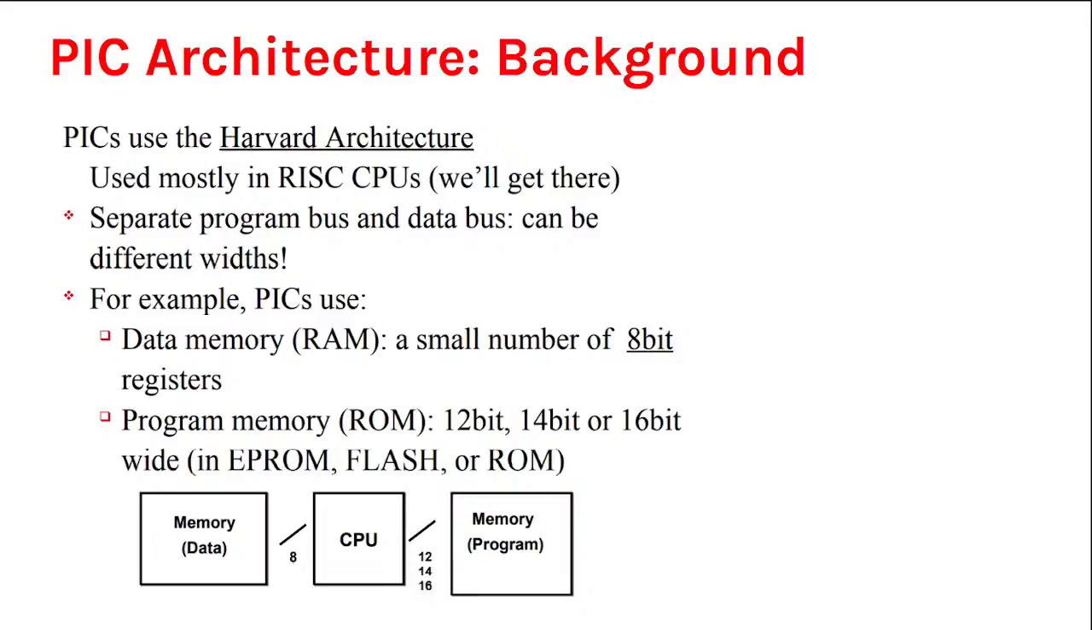So it could simultaneously fetch program memory, program data as well as the data memory. Okay, so it has separate program bus and data bus and can have different widths. So that's the advantage of Harvard architecture. PIC uses the Harvard architecture and it uses the RISC architecture.